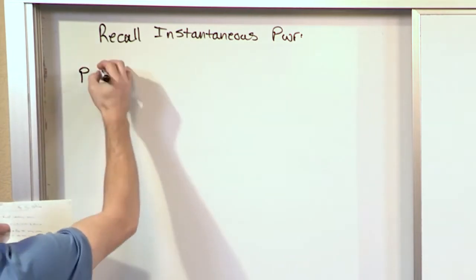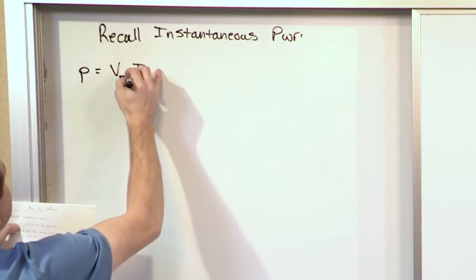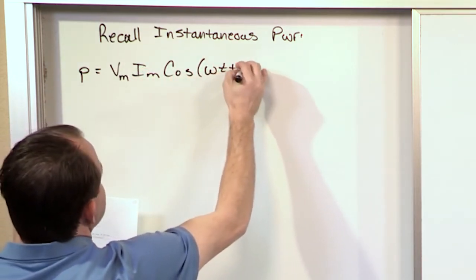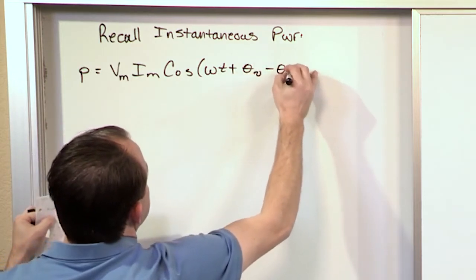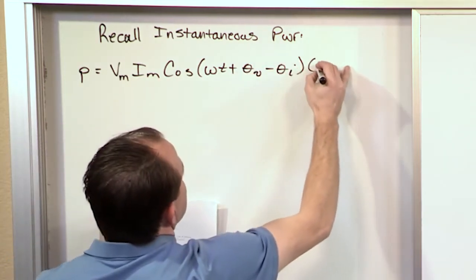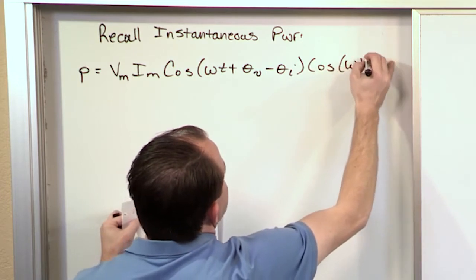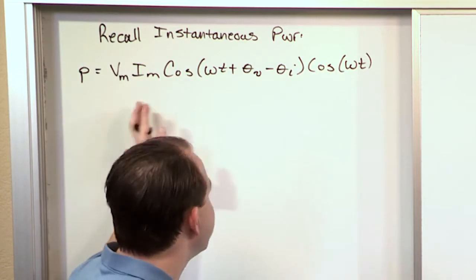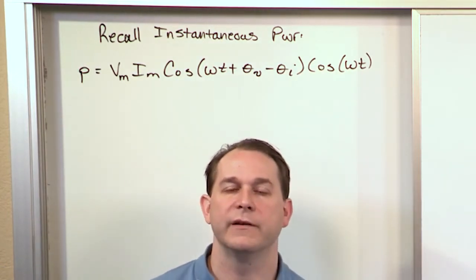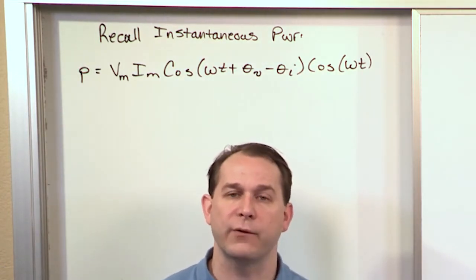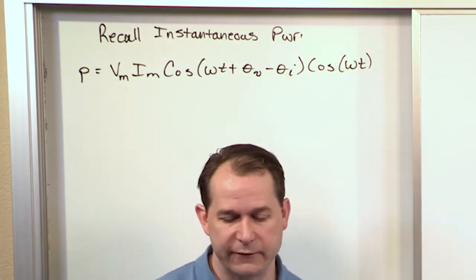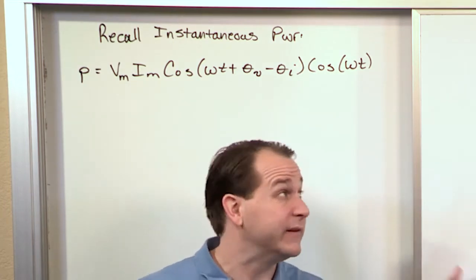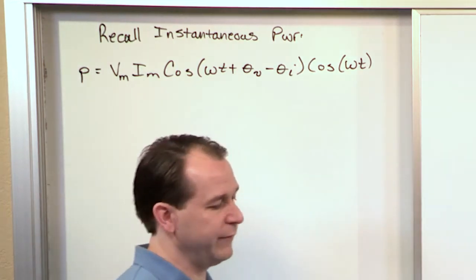Small p, little p, is equal to Vm times Im, these are the amplitudes, times the cosine of omega t plus theta v minus theta i times cosine of omega t. Now, if you don't remember this, go back to the last section and you'll see exactly where it comes from. Basically, we have the current defined, the voltage defined. We did a shift on both of them to put us in the right frame for our reference. And now we're just multiplying them together. This is instantaneous power. And we did the resistive case where we drew the three plots, and we did the multiplication and kind of looked at what would happen for a resistor.